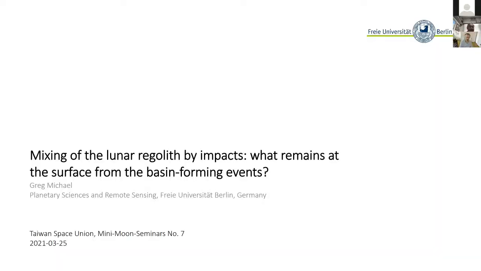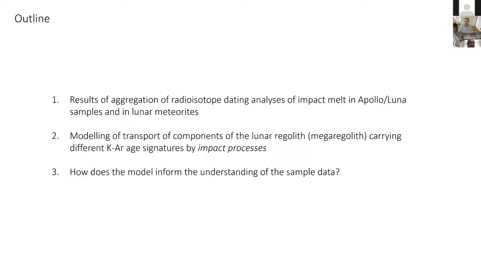Okay, great. So, mixing of the lunar regolith by impact: what remains at the surface from the basin-forming event? So what remains on the surface today? In this talk, I'm going to essentially talk about two different parts. The first is the results of aggregation of radioisotope dating analyses of impact melt from the Apollo and Luna samples, and also from lunar meteorites, which are another source of samples from the moon.